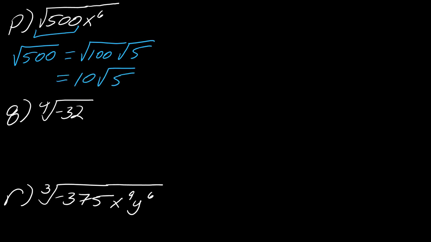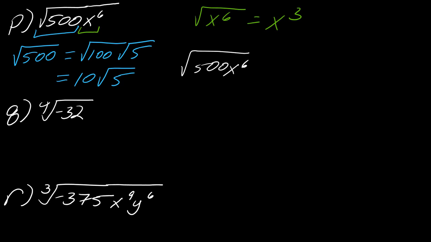Okay, so now I have to think about what do I do with this square root of x to the 6th. So I could also break that out separately if it feels overwhelming. So I just divide 6 by 2. This is going to equal x to the 3rd. Okay, so what would my final answer be then? The square root of 500 x to the 6th will be 10 times x to the 3rd times the square root of 5.